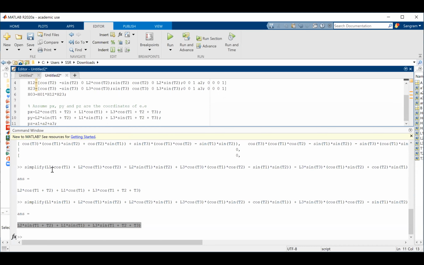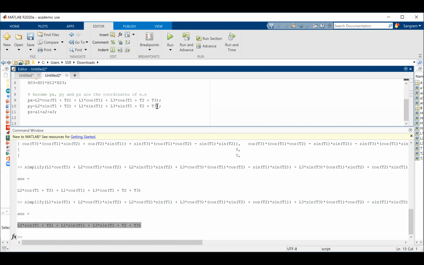So solving the inverse kinematics problem means, so I need to write this down here. Solving inverse kinematics problem means for given Px, Py, and Pz, find T1, T2, and T3.